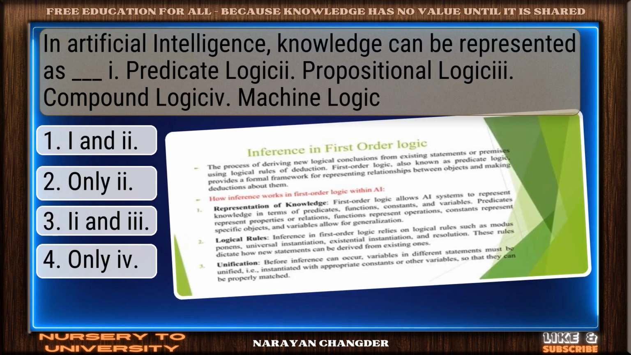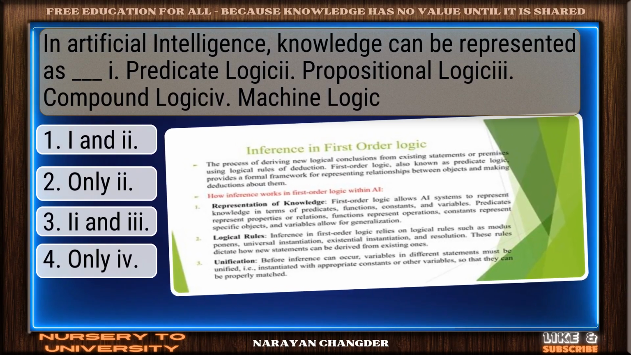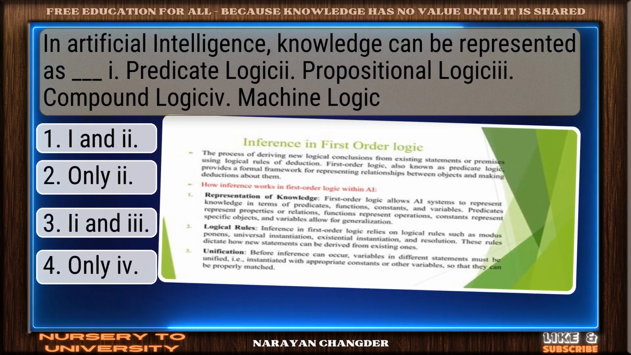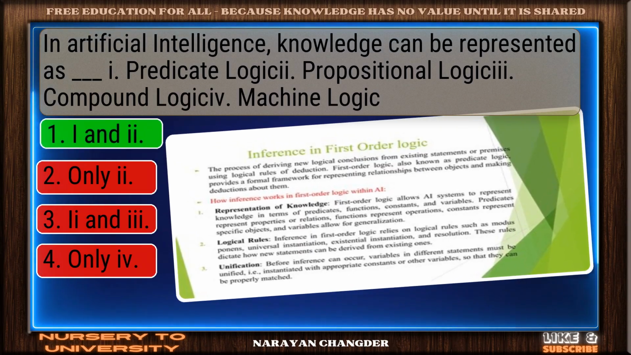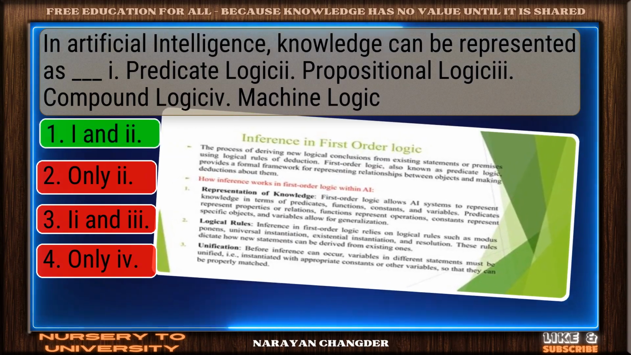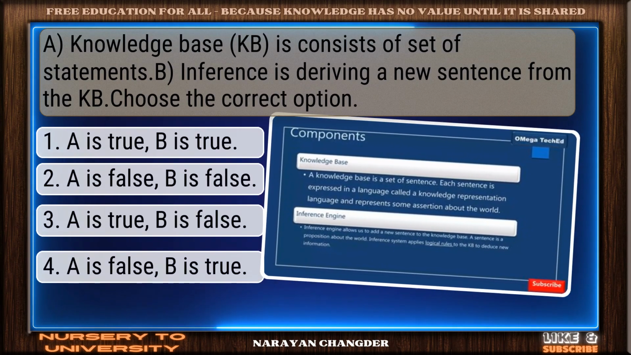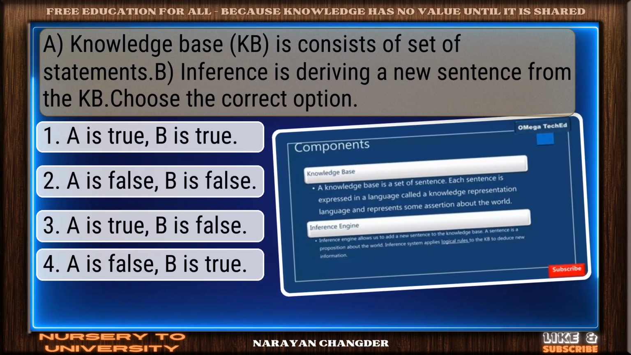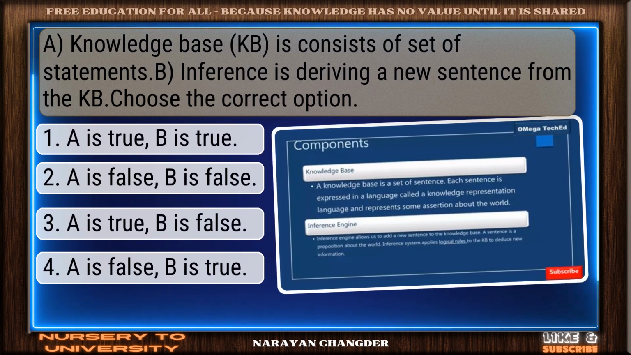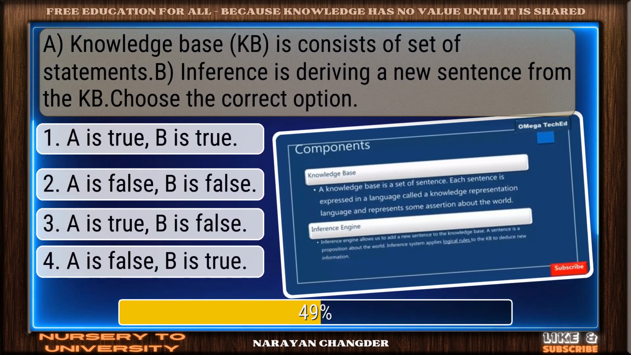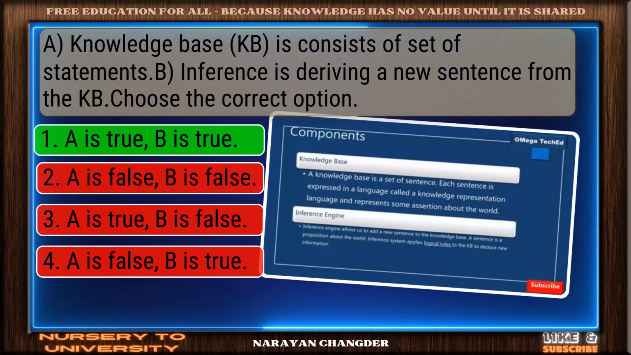Question number 3. In artificial intelligence, knowledge can be represented as a dash: i. predicate logic, ii. propositional logic, iii. compound logic, iv. machine logic. Sharp thinking. i and ii is the right choice. Question number 4. A knowledge base consists of a set of statements. B, inference is deriving a new sentence from the KB. Choose the correct option. Strong choice. A is true, B is true is the right answer.